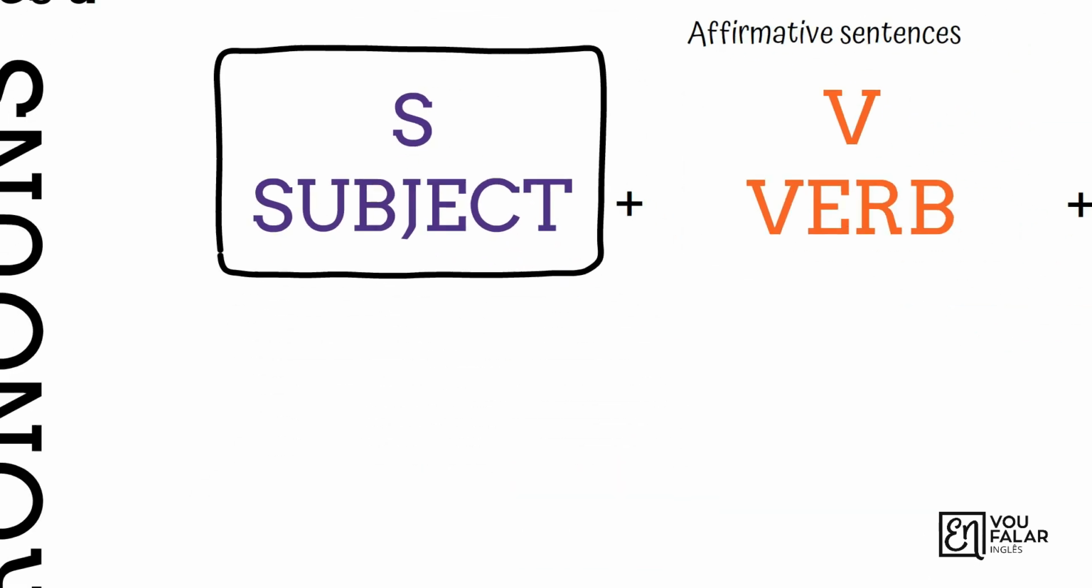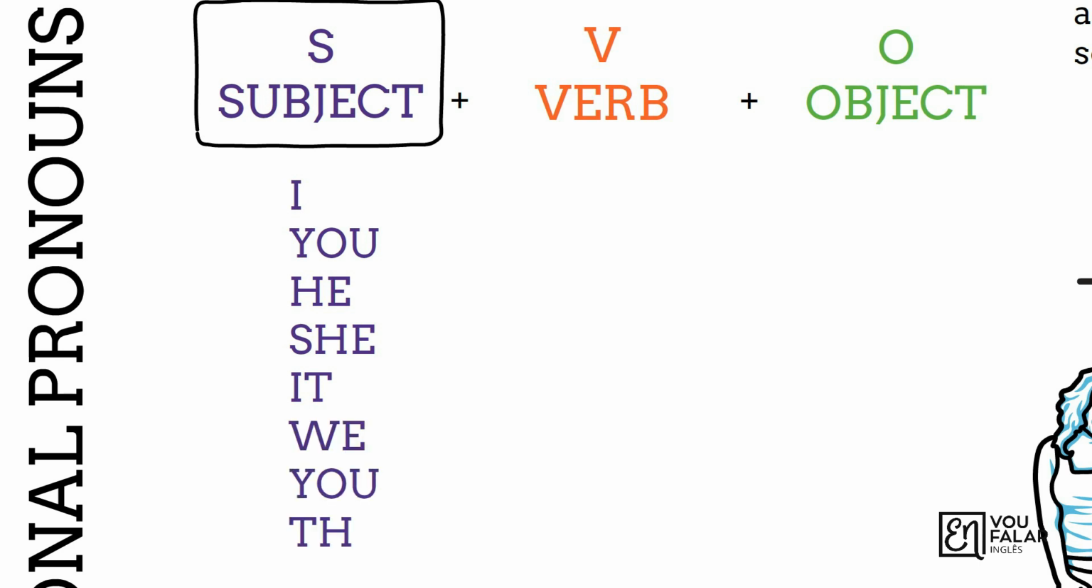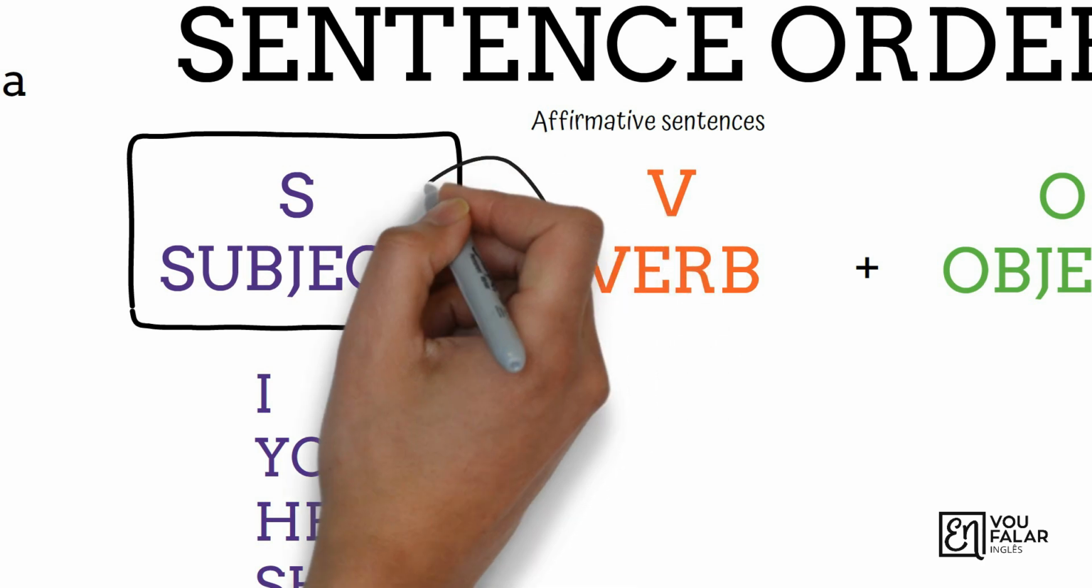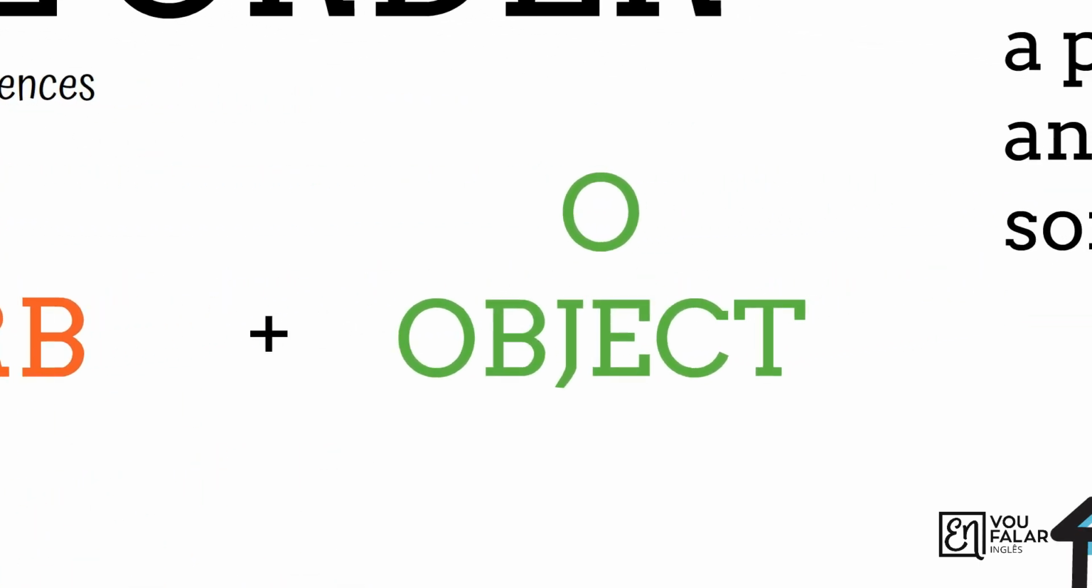But which are the subject pronouns? I, you, he, she, it, we, you, they. These are the subject pronouns and they replace the subject of the sentence, the word that comes before the verb.